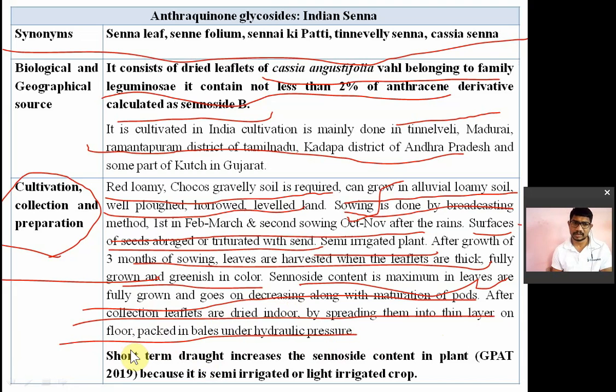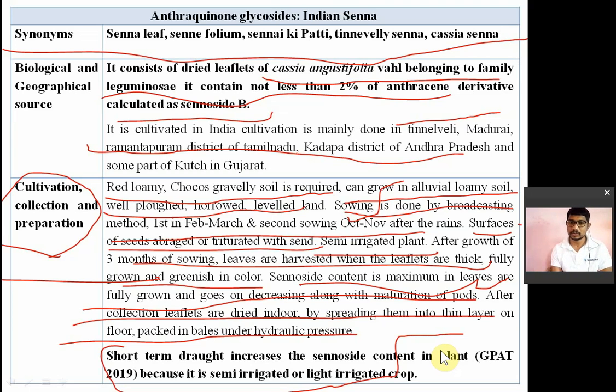In GPAT 2019, the question was like that: short-term drought. What is the effect of short-term drought on the sennoside content in the Senna? The options were: increase in sennoside A and B content, decrease in sennoside A and B content, increase in sennoside A and decrease in sennoside B content, likewise. So remember, short-term drought increases the sennoside content in the plant.